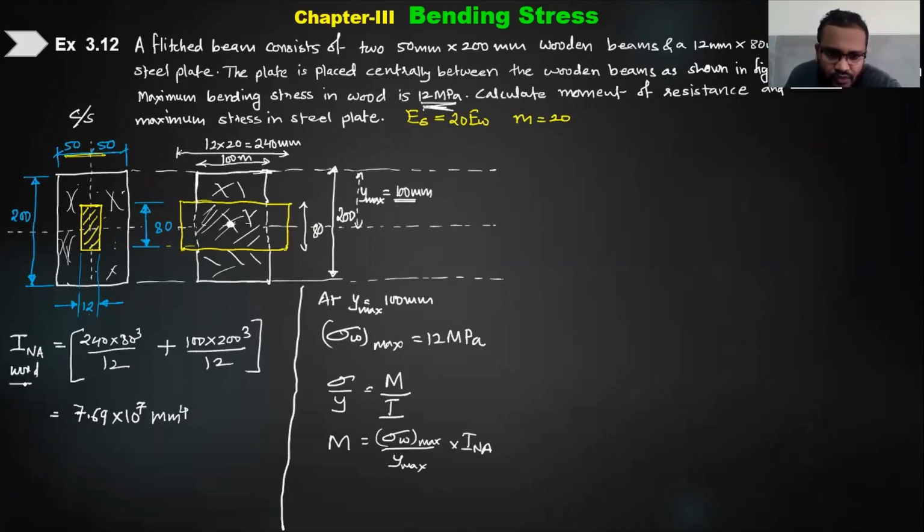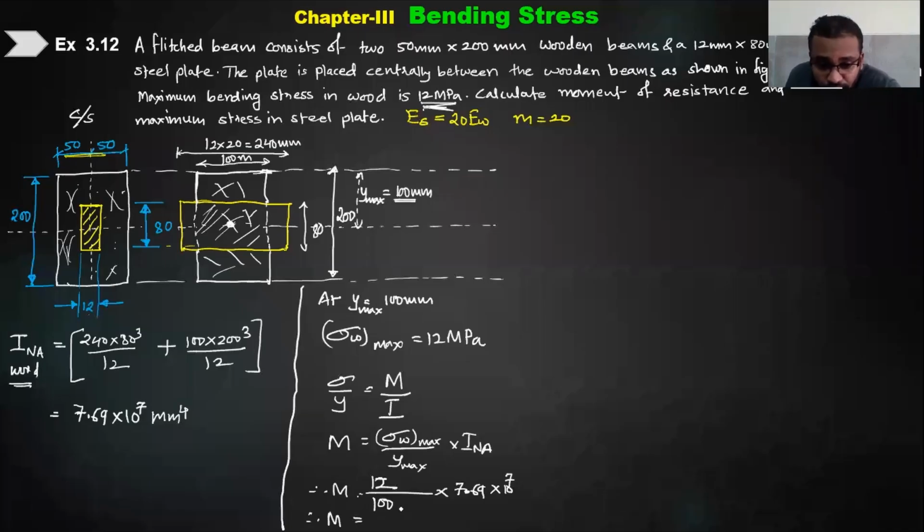We have calculated for the wooden section. So how much is the sigma for wood? It is 12 MPa, which is given. How much is y? It is 100. And how much is neutral axis ka inertia? It is 7.69 into 10 raised to 7. So can you give me this answer? How much will be the bending moment or resisting bending moment?